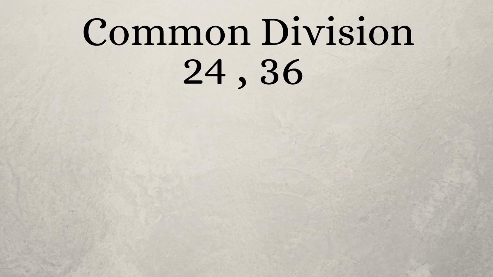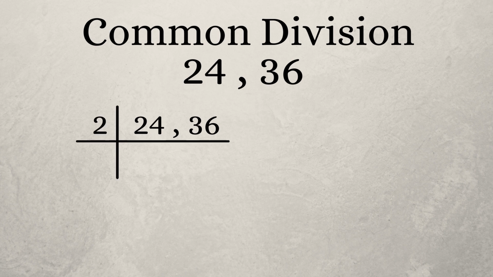Moving on to common division method. We'll use the same examples discussed already to find out the HCF using this new method. First we have 24 and 36. Now we write them down together and find out the smallest prime number that divides 24 and 36 evenly. So that would be 2 here. Dividing the two numbers by 2 gives us 12 and 18.